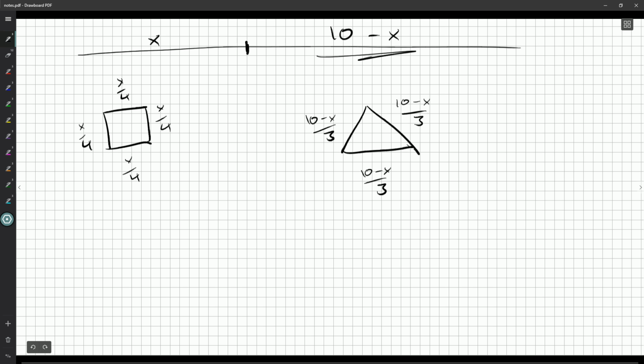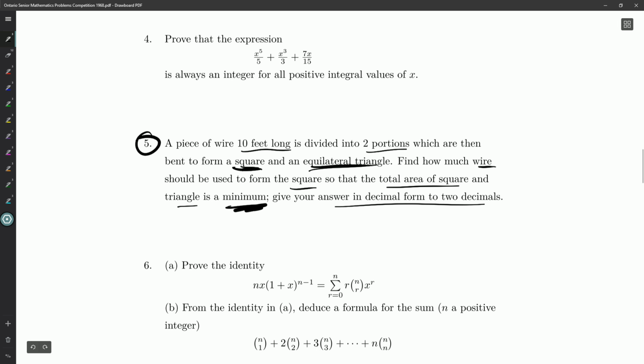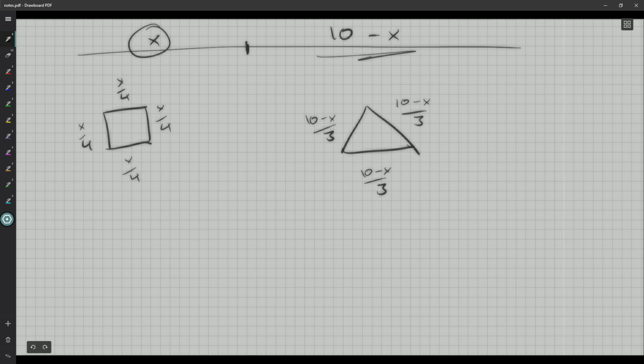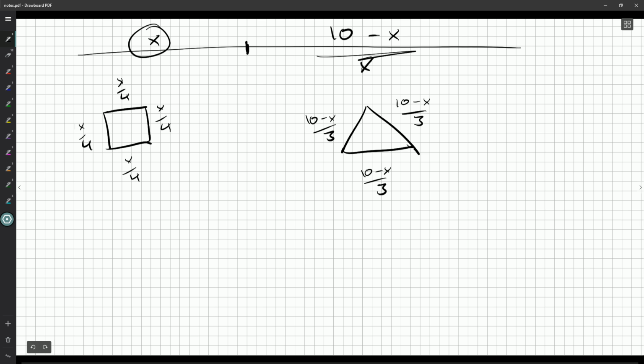And there we go. Now, I put the x with the square because that's the one we're asked about. Find how much wire is used to form the square. If they were asking how much wire is used to form the triangle, we would give the x to the triangle and the square would get the leftover bit. Because I want to solve for this value x. That's what we're interested in. Solve for the value of x that minimizes the areas here. Okay.